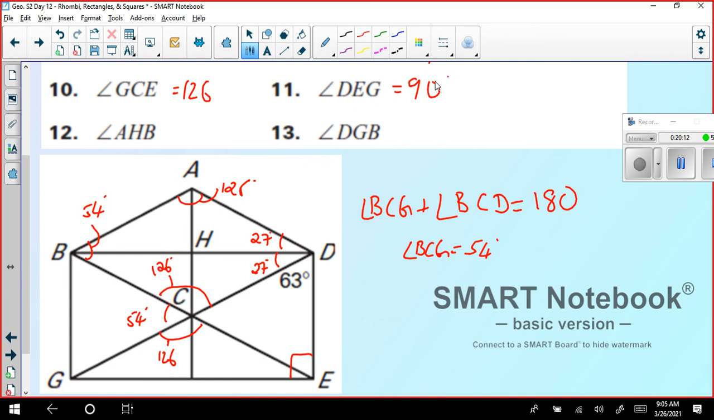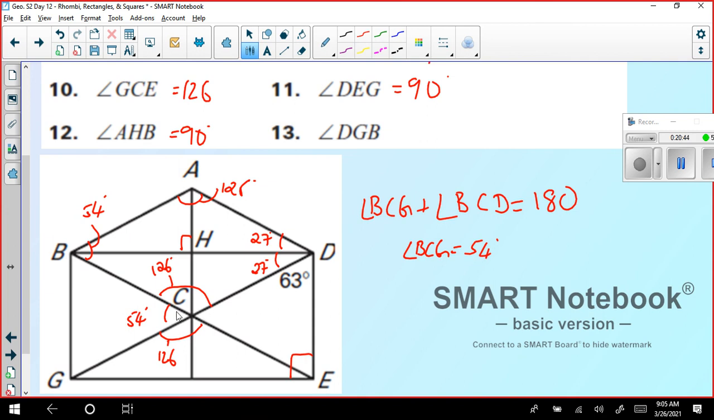The last two, angle AHB. In case of a rhombus, we learned that diagonals bisect the opposite angles and diagonals are perpendicular to each other. So angle AHB is 90 degrees. And the last one, DGB.